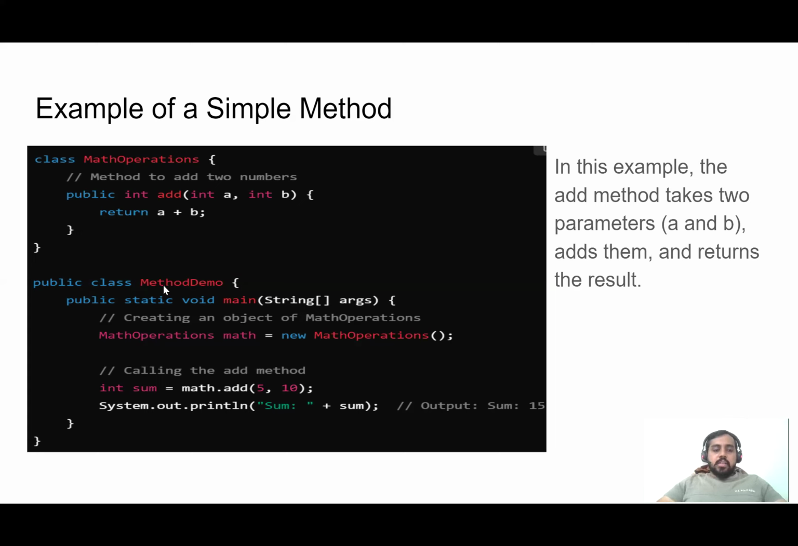This is a public class. I already told you that in Java programming there will be one public class, which is where the control flow enters the code, and the public class should have a main method. So this is the main method: public static void main.